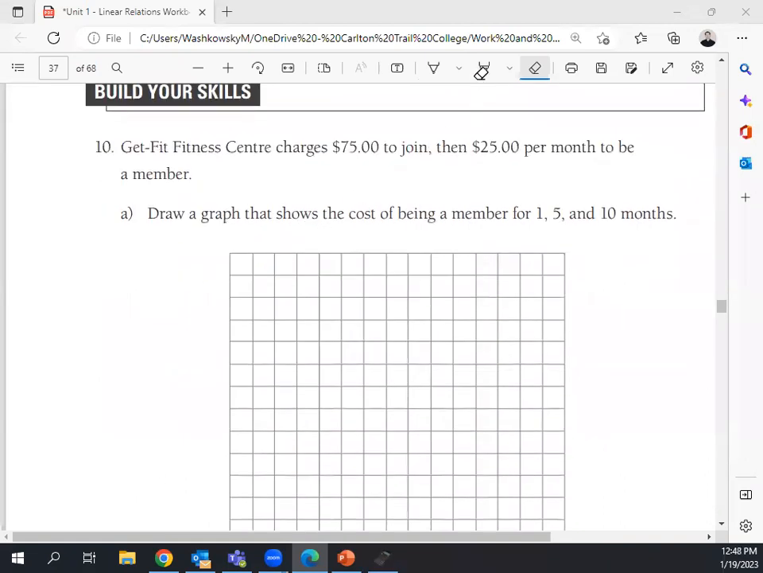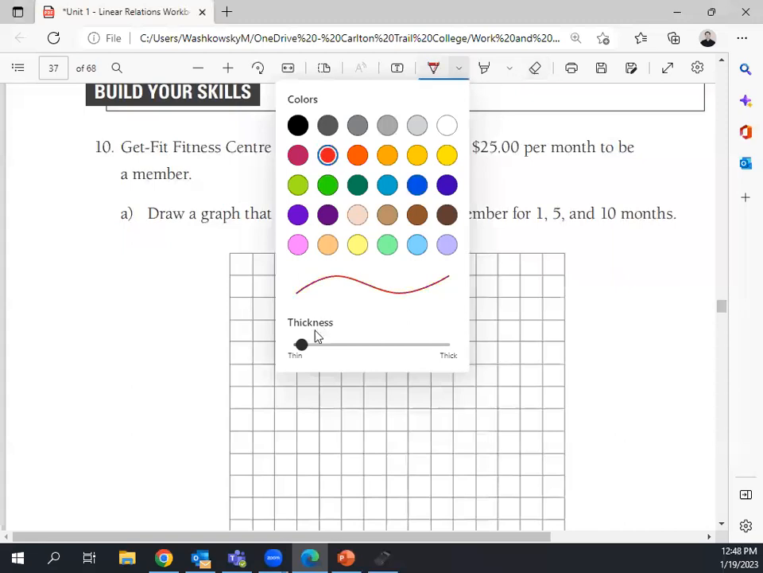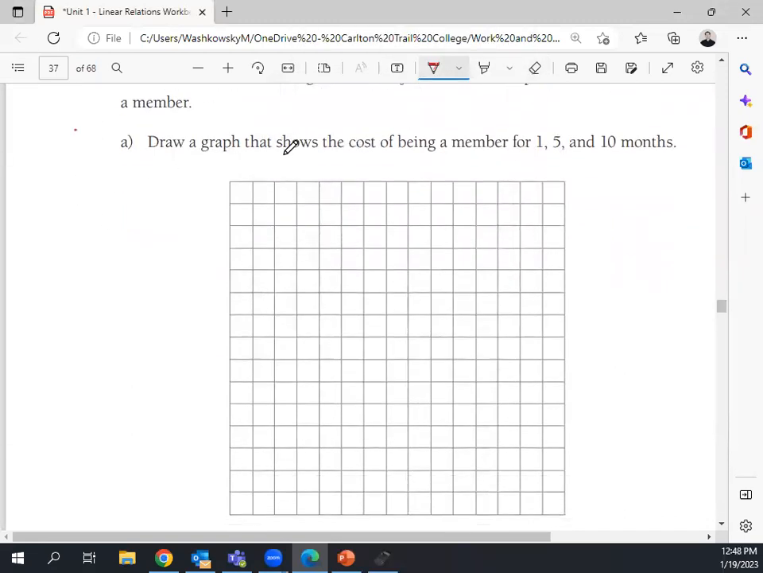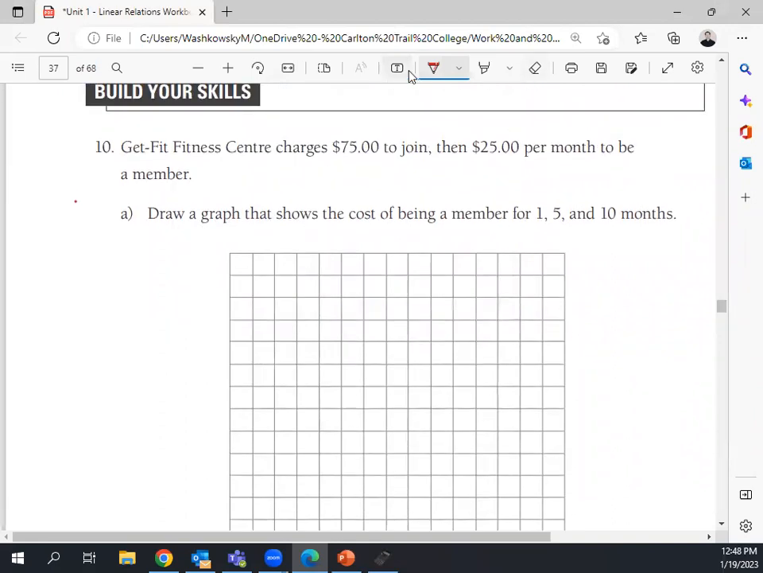Okay, so if we're working on this question here, so make that a little bit thinner. I want to draw a graph that shows the cost of being a member for 1, 5, and 10 months. So I'll just turn the music off, please.